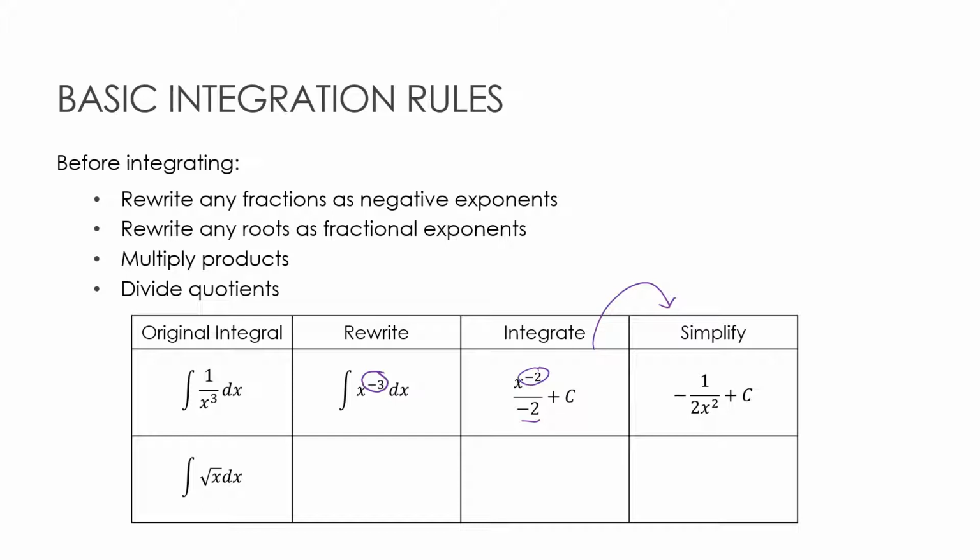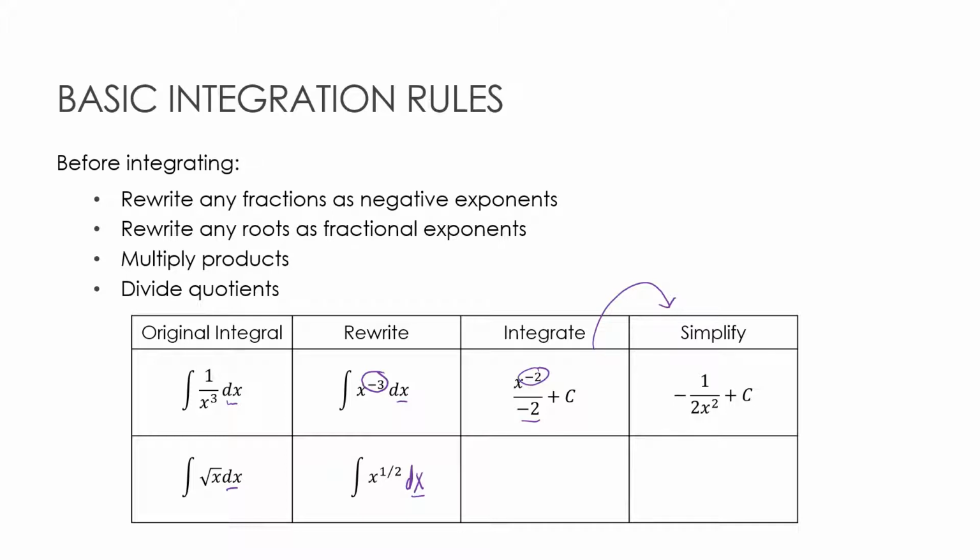Same thing for the next one. This is the square root of x. So of course I'm going to rewrite that as the integral of x to the 1/2. It looks like I forgot my dx. Make sure you remember that dx because again, that's telling us we're integrating with respect to x.